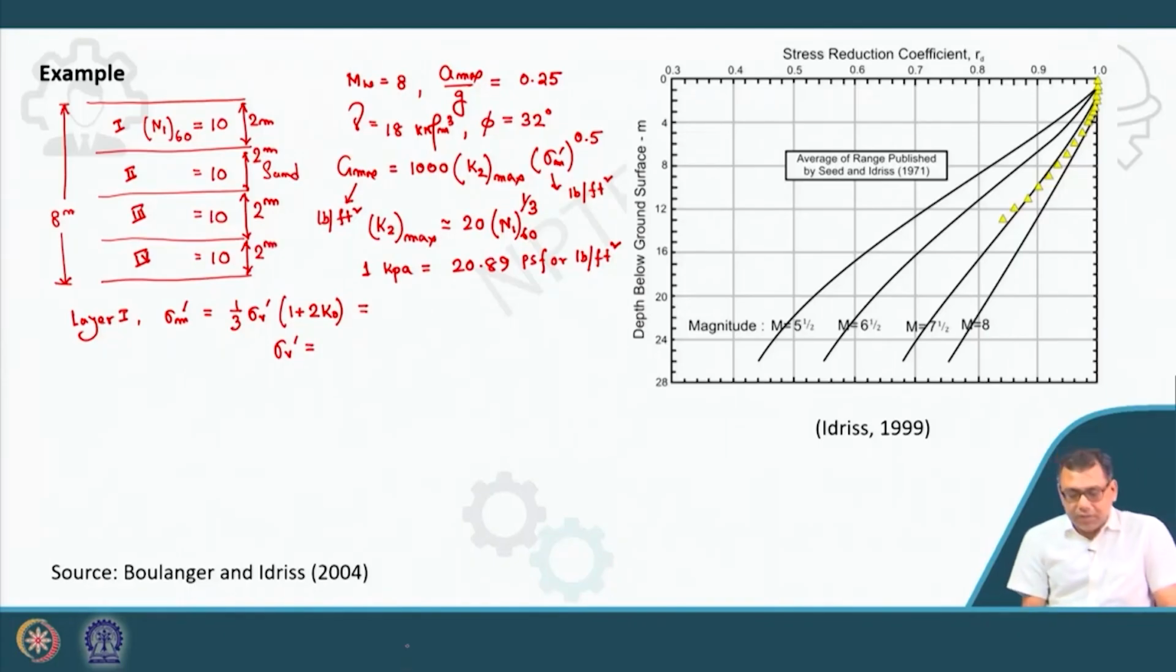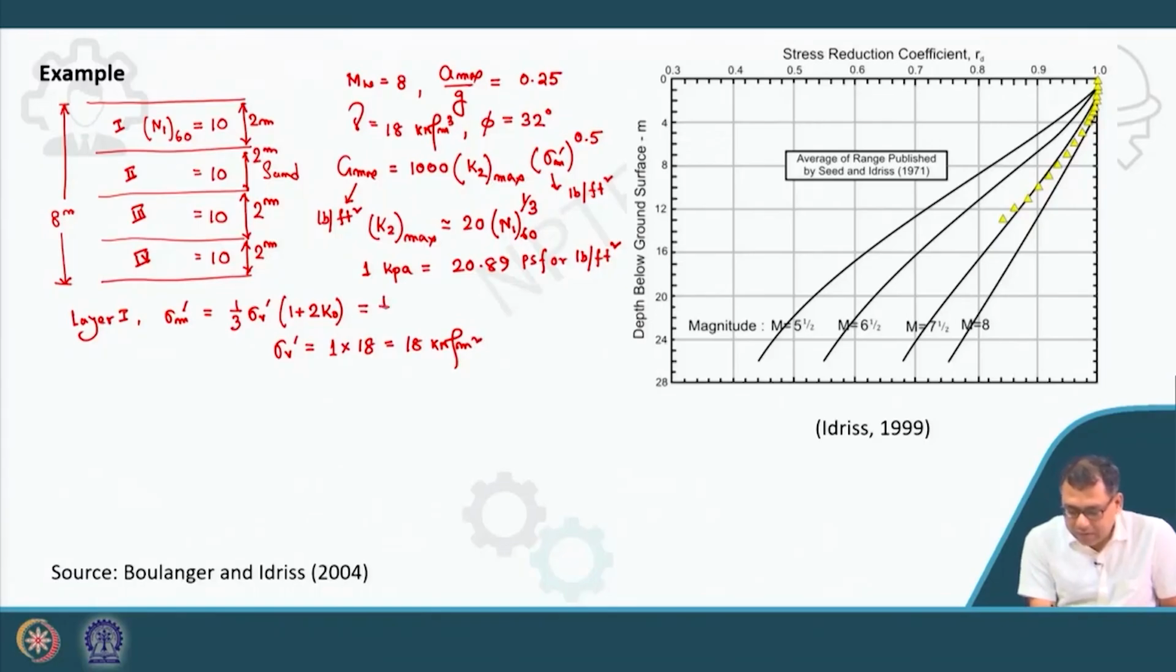Equal sub layers. So that means for layer 1 it is 1 meter from the ground surface, layer 2 it will be 3 meter, layer 3 it will be 5 meter, layer 4 it will be 7 meter from the ground surface, because I am calculating the middle of this layer. So sigma v here will be 1 into 18. So this will be 18 kilonewton per meter square.